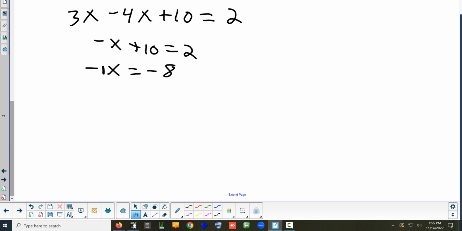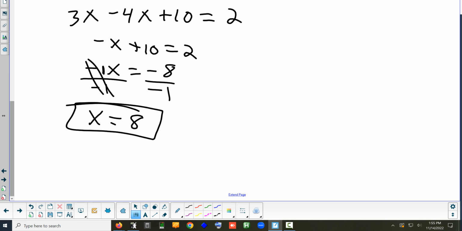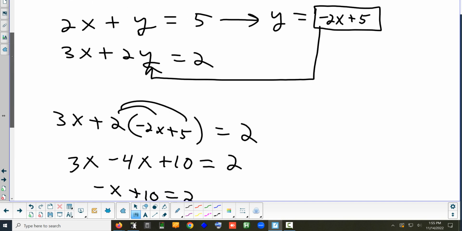You could multiply, but you don't want to multiply by a letter. It's going to be a number. You could multiply or divide by negative 1. Either way. So let's just divide by negative 1. That cancels that out. Now we just have 1x equals 8. So x equals 8. Okay. We know x equals 8.